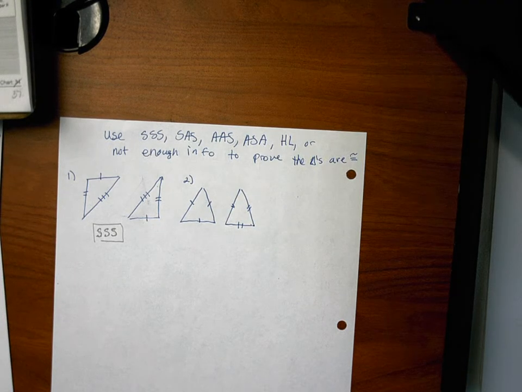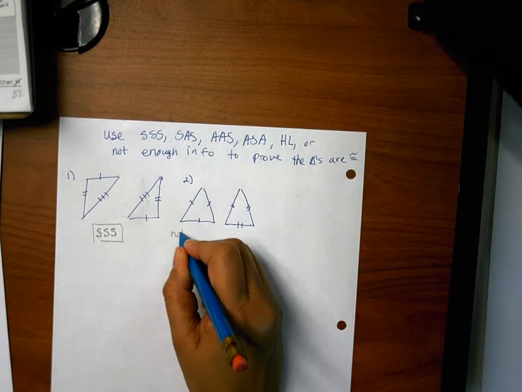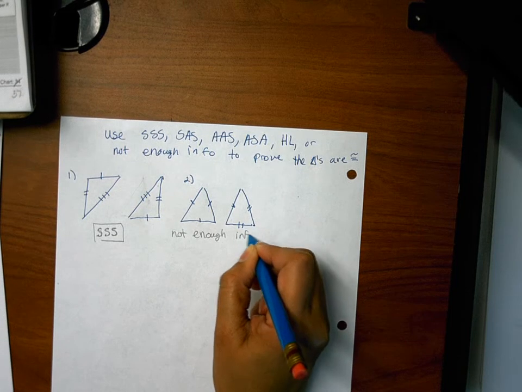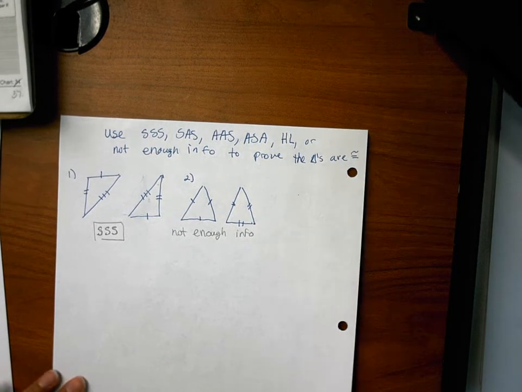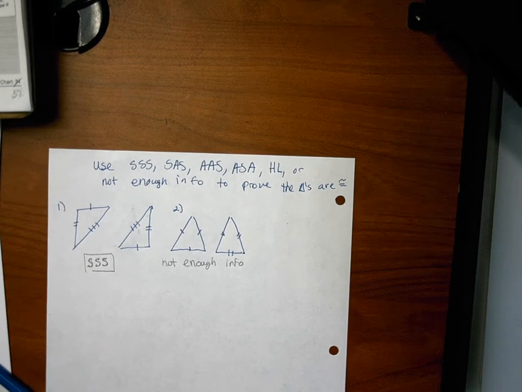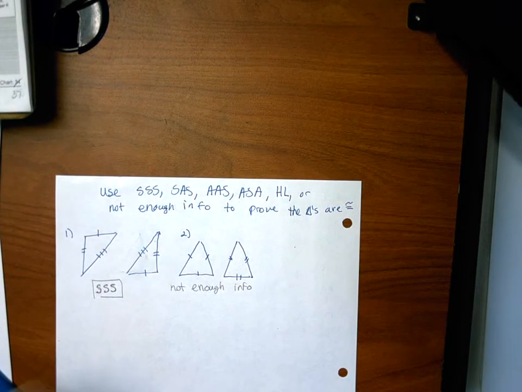Okay. Does it also look like side, side, side? Yeah, but it's really not enough info. Why? It's enough info to know they're not congruent. Use DA to prove they are congruent, and if not, then not enough info. Okay.